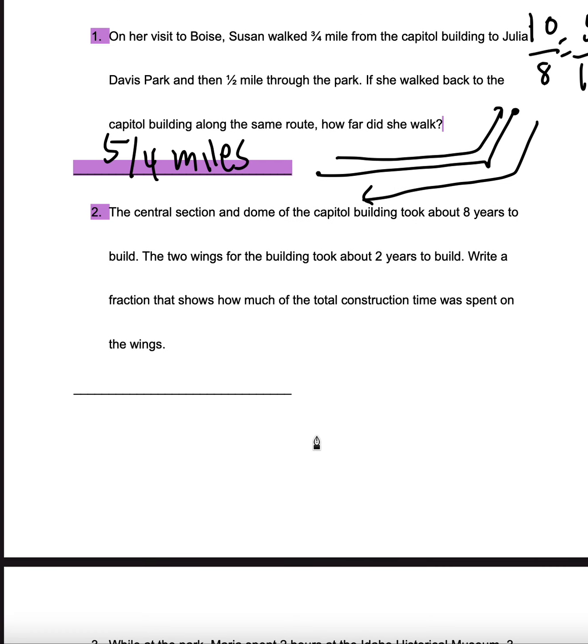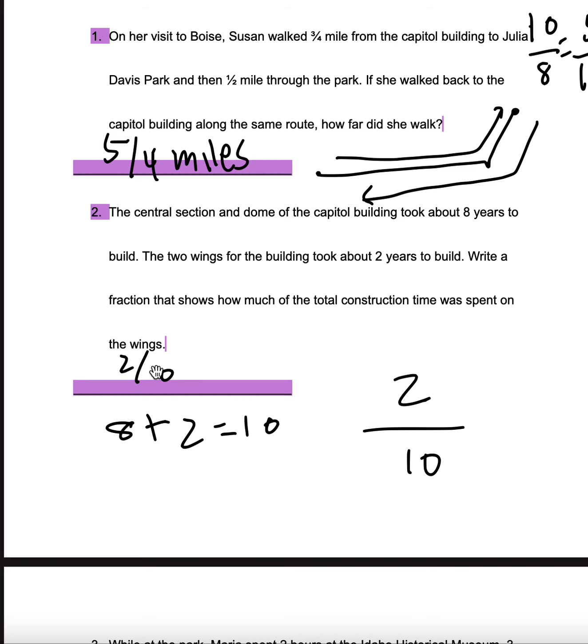Number 2. The central section and dome of the Capitol building took about 8 years to build. 2 wings for the building took about 2 years to build. Write a fraction that shows how much of the total construction time was spent on the wings. So the wings, it took 2 years to build. So we just need to find the denominator, and that's the total amount of time, which is going to be 8 plus 2, and that gives us 10. So our answer is going to be 2/10 years.